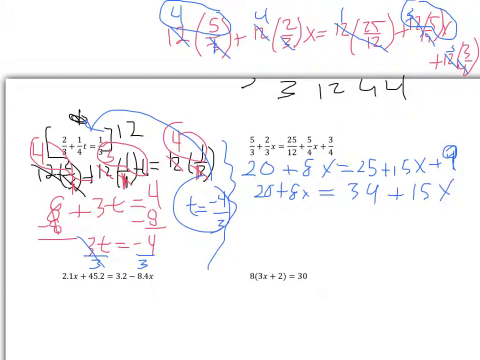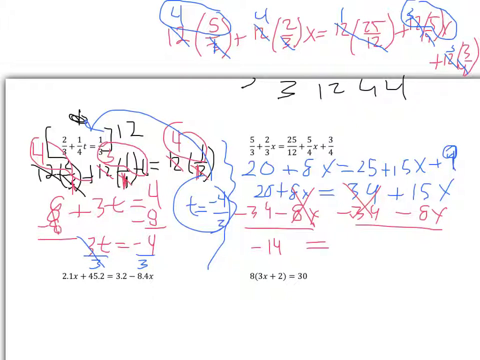Now we have to move our x's to one side and our numbers to the other. So I'm going to move my x's to the right, so subtract 8x from both sides, and then subtract 34 from both sides to get the numbers over to the left. So we're getting our x's to the right, numbers to the left. Starting from the left, 20 minus 34 is negative 14. 34 minus 34 cancels out. And then finally, 15x minus 8x is going to give us 7x.